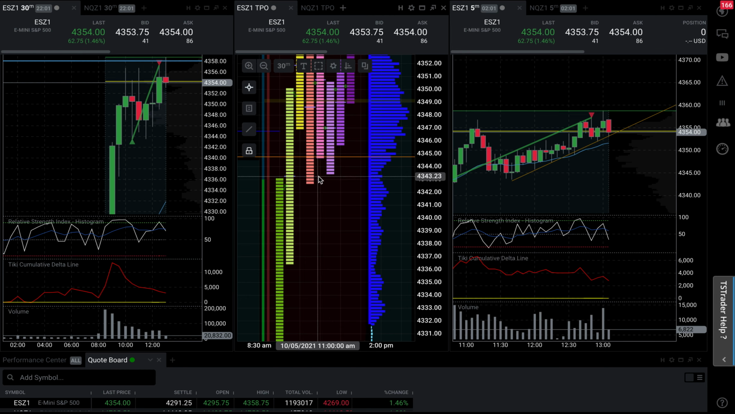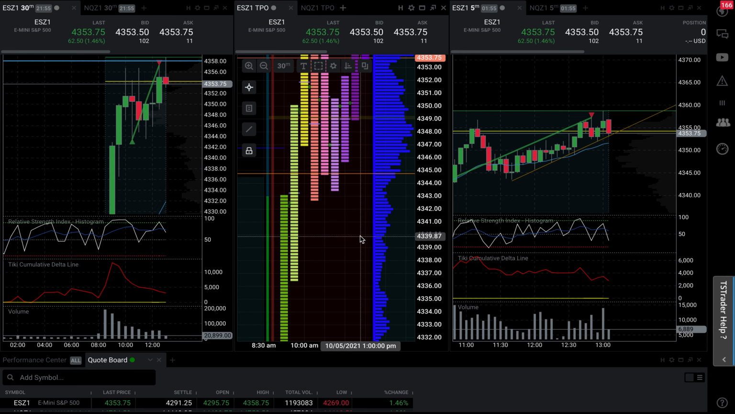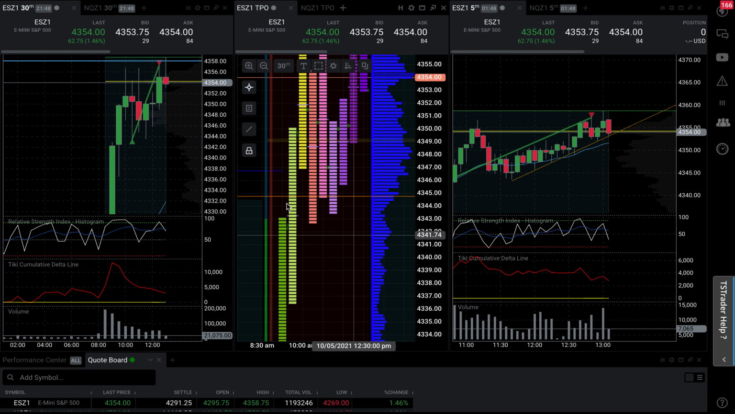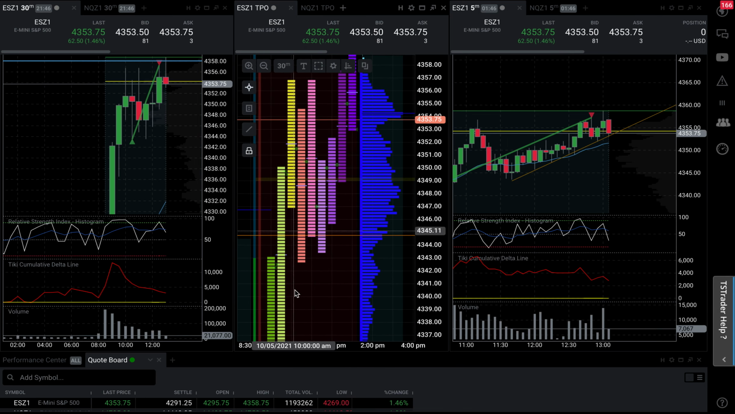43.43, I think I did. 43.25, just about, which was also a little weak time frame reference, but whatever. That wick test was more important than that. So we had that wick test. Price went back up. Could not break this.